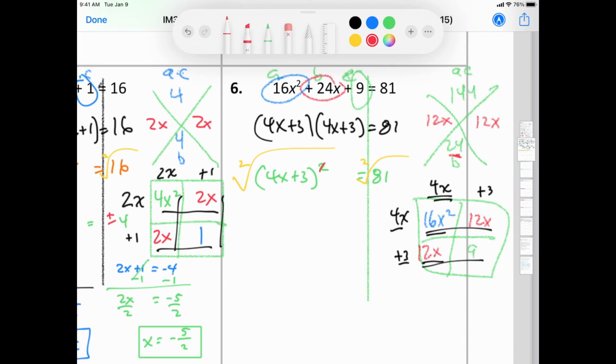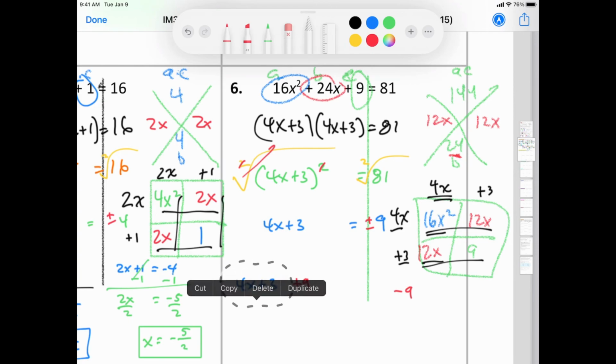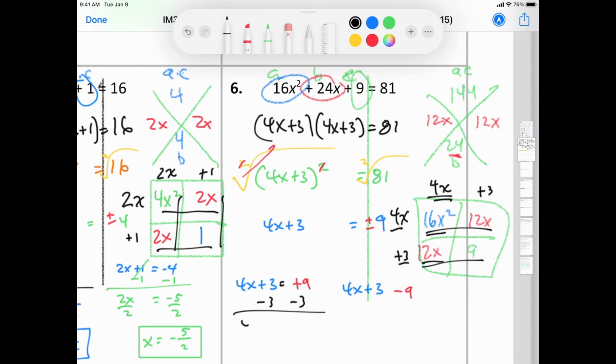So power of 2, the index, and the radical are gone. 4x plus 3 equals, square root of 81 is 9 with our plus or minus. So one is positive 9, one is negative 9. Here are my two equations. 4x plus 3 equals positive 9, and 4x plus 3 equals a negative 9. Subtract 3. Divided by 4.